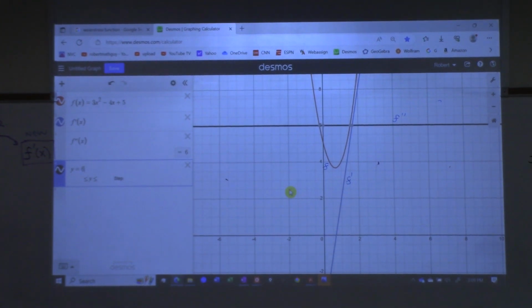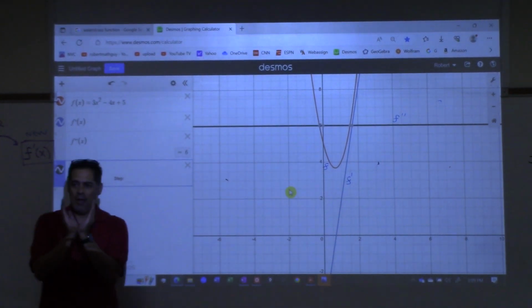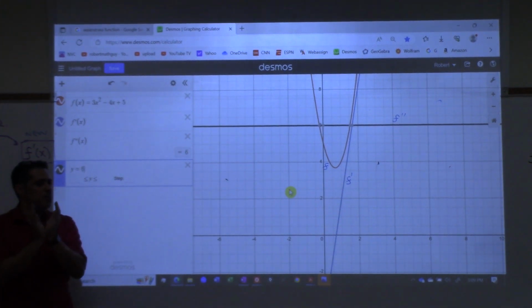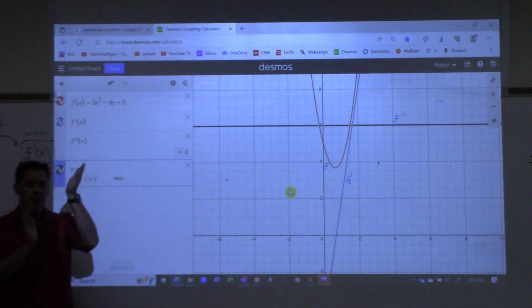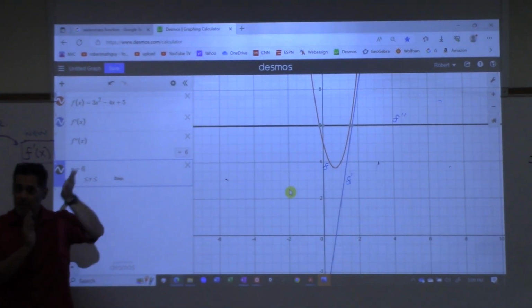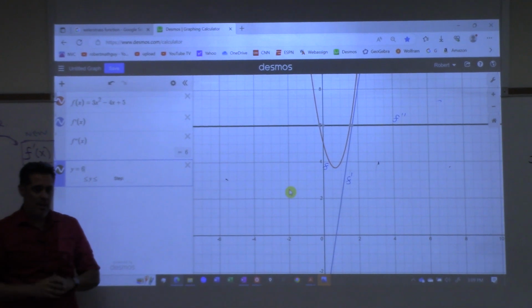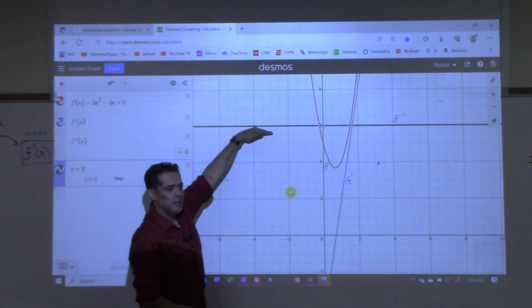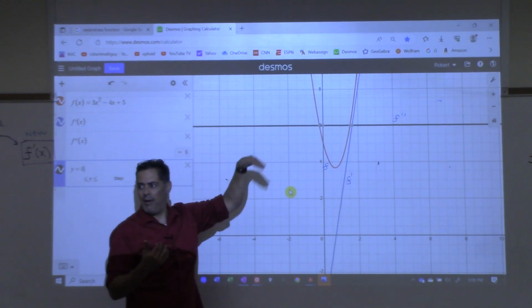What I want you to see here is that the original function was a parabola, right? x squared. A parabola has x squared. The derivative was what? 6x minus 4, which is linear, right? It has x to the first power. And then a constant has x to what power? 0, because there are no x's in there.